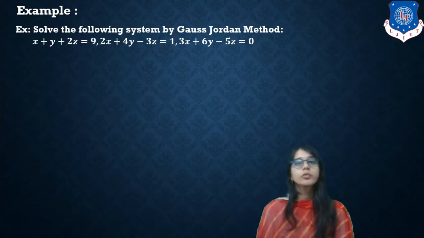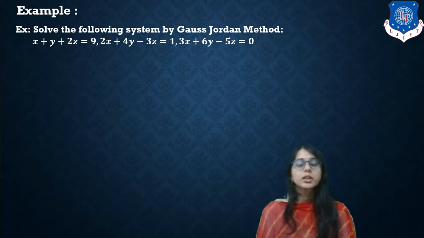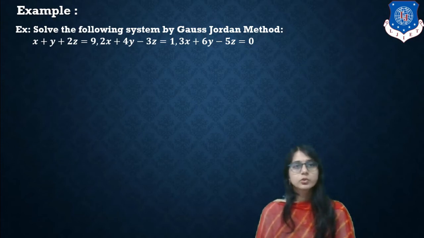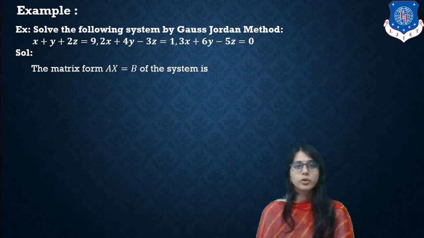Now solve the following using the Gauss-Jordan method. In Gauss elimination we convert the matrix into row echelon form. Now it is our Gauss-Jordan method, so we are converting this system into reduced row echelon form. First of all, we convert it into matrix formation.